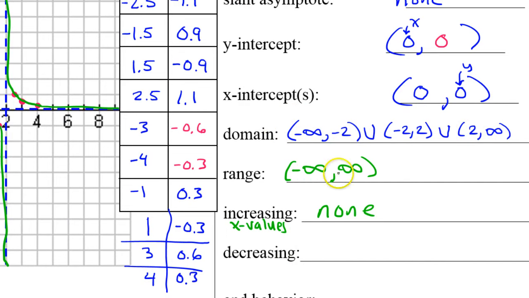So the decreasing intervals are just going to be a copy of the domain. It's -infinity to -2, -2 to +2, and 2 to infinity. It's the entire graph.